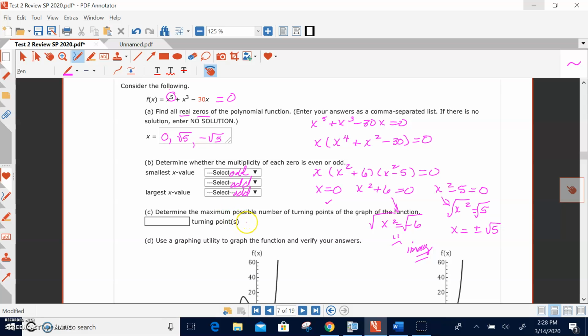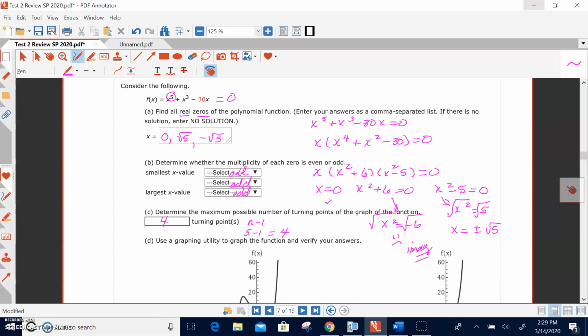We didn't discuss much about this, but when they're asked for turning points, the maximum number of turning points is given by the degree minus 1. So in this case, the degree is 5, and if I subtract 1, the maximum number of turning points would be 4. So that's how you would find that out.